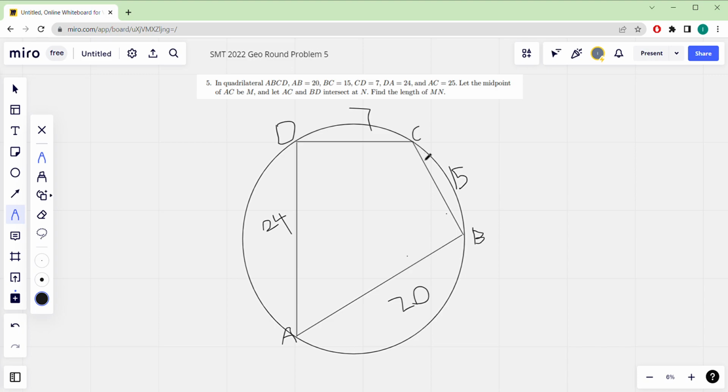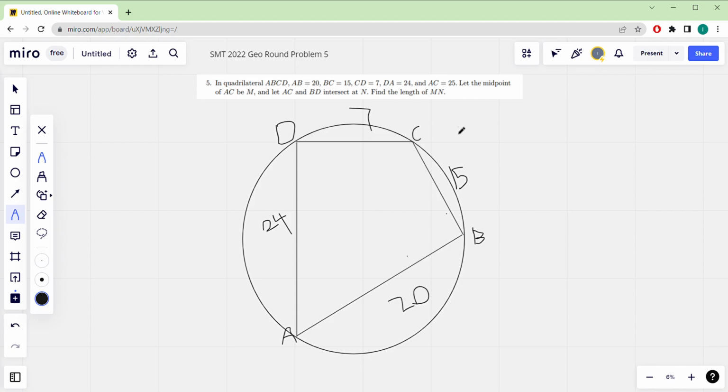This is an overview of the solution I came up with for problem 5 from the geometry round from the Stanford Math Tournament in 2022. So the question is, in quadrilateral ABCD, AB equals 20, BC equals 15, CD equals 7, DA equals 24, and AC equals 25. Let the midpoint of AC be M, and let AC and BD intersect at N. Find the length of MN.